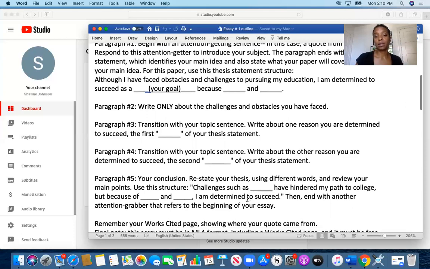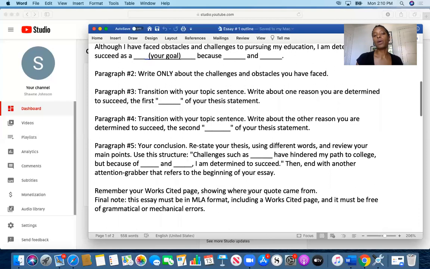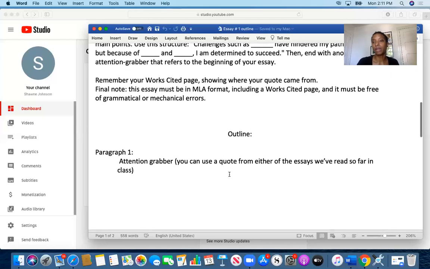Also remember to include your works cited, because if you pull a quote for your introduction, for your attention grabber, and then the conclusion, it also says that you should pull a quote from one of those articles. You should have a works cited page at the end of this. The works cited page, you've already done that, particularly if you've done it for the Hardiman article, right? You're just copying and pasting that and putting it with this essay. And that takes care of that. So what I have here is a sample outline.